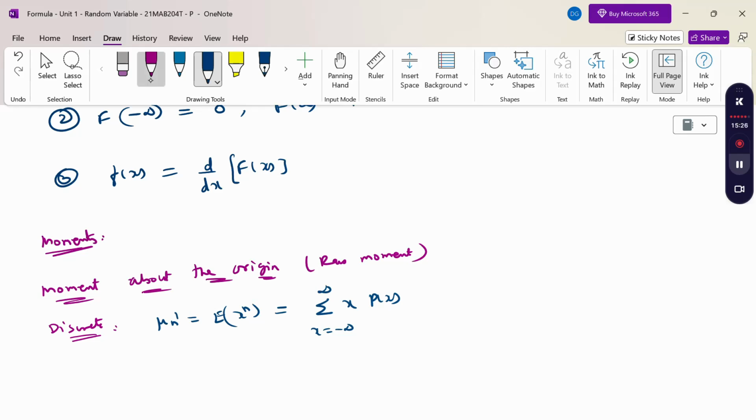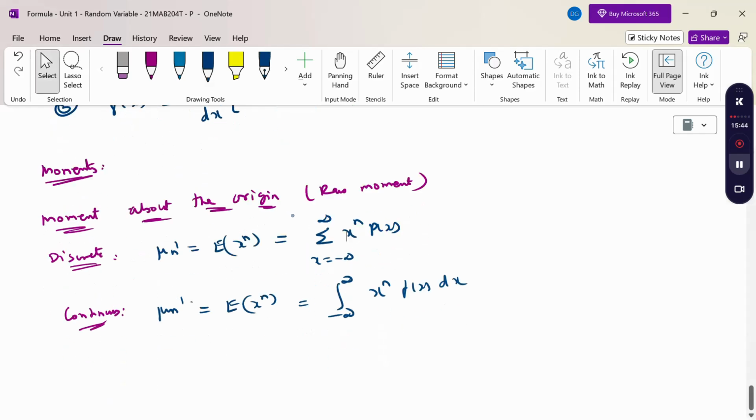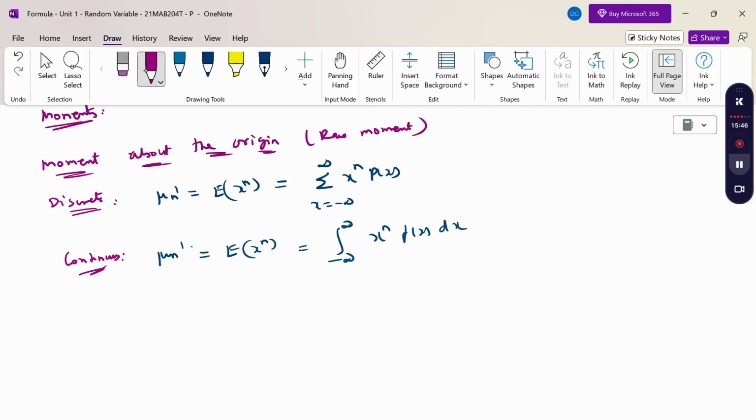And then for the continuous case, mu n dash equals the expectation of x power n, the integral from minus infinity to plus infinity of x power n f of x dx. So this is the moment about the origin. And the moment about the mean is nothing but the central moment.